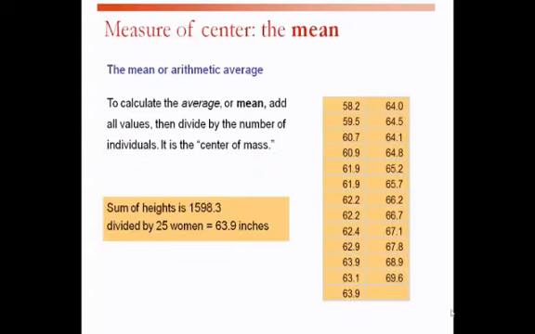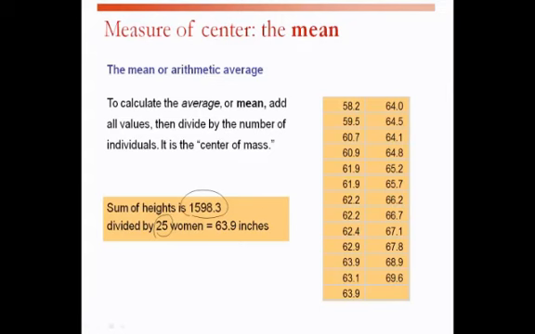Okay, so let's start with the mean. The mean is very simple. The mean is nothing but add up all the numbers and divide by the number of items. So if you look at it another way, the mean is nothing but a total or a sum of all the values. In this case, the sum of the heights is this, and we have 25 people, so the average is 63.9.